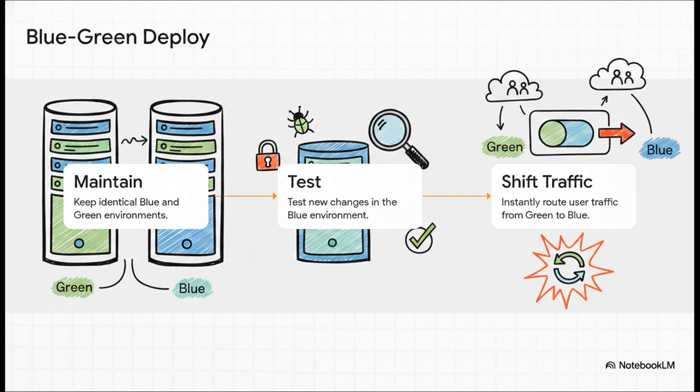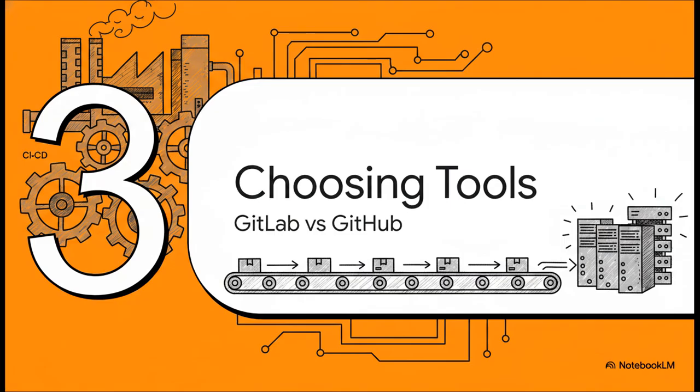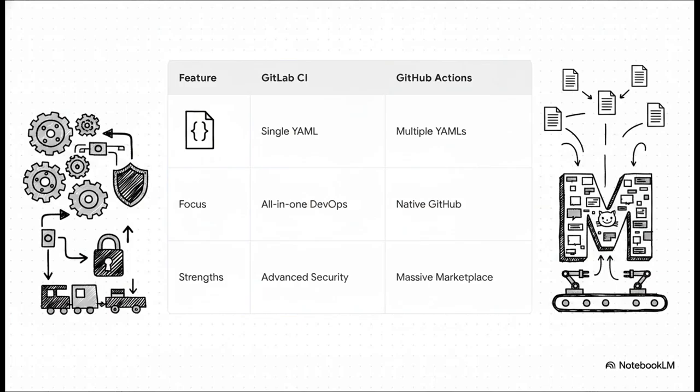The main catch, though, is that replicating your entire production environment like this can get pretty expensive. Section 3. Choosing the right tool. Now that we've got a handle on the safety strategies, let's evaluate the physical machinery of our factory, the actual platforms that power these pipelines. We've got two heavyweights in this space, GitLab CI and GitHub Actions, and they have very distinct philosophies.